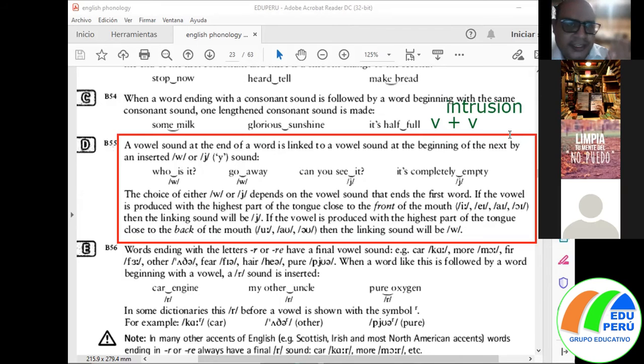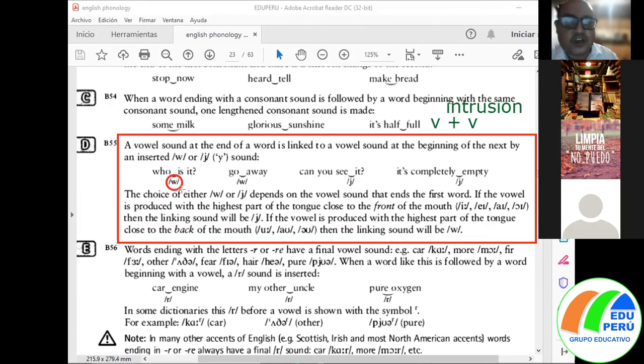First, slowly, who is it? No, who is it in a separated way? Who is it? Now, together, who is it? Notice that you are inserting the consonant wa. You don't say who is; who is it. Notice that you are inserting the consonant wa to join the vowel u and the vowel e. Who finishes in the vowel u and is starts with a vowel e. You connect these two vowels by inserting the consonant wa.